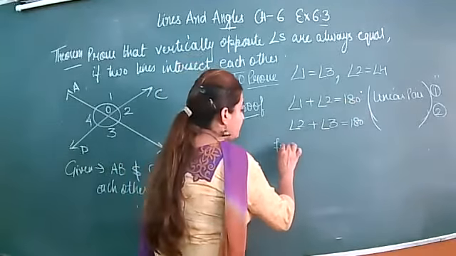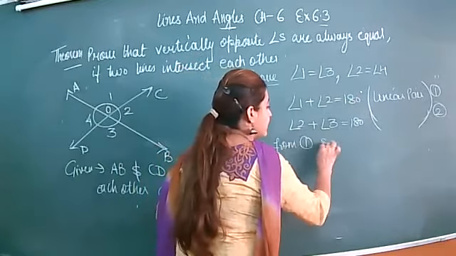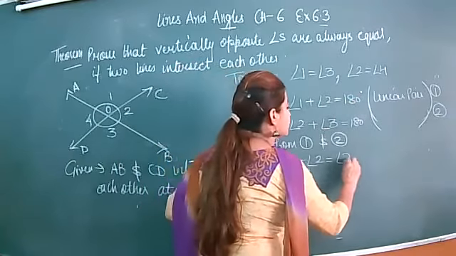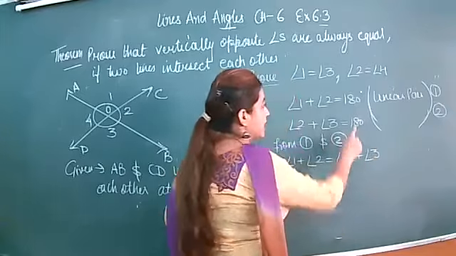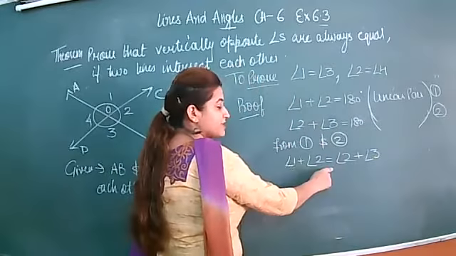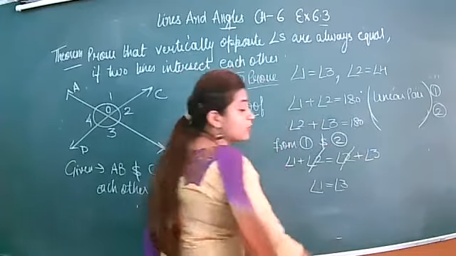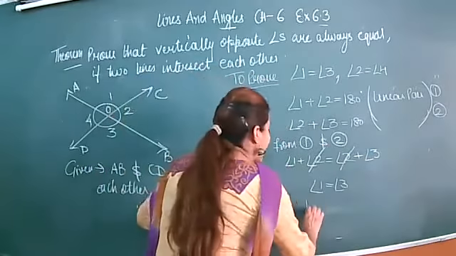So from 1 and 2, angle 1 plus angle 2 is equal to angle 2 plus angle 3. Right hand side equal, so their left hand sides are also equal. Angle 2 and 2 will cancel out. This will give you angle 1 is equal to angle 3, hence proved.